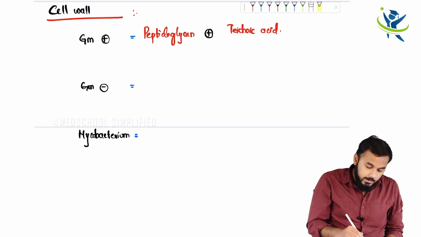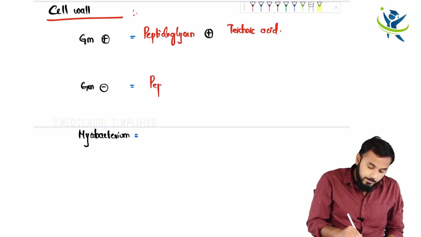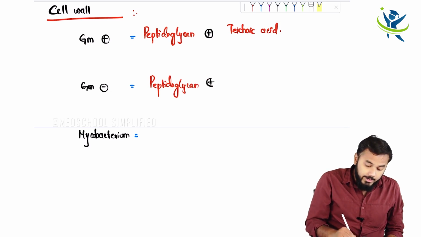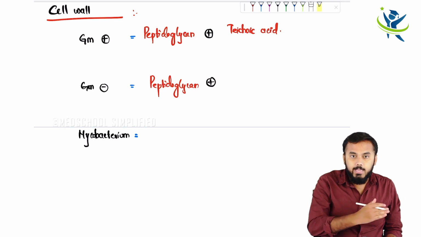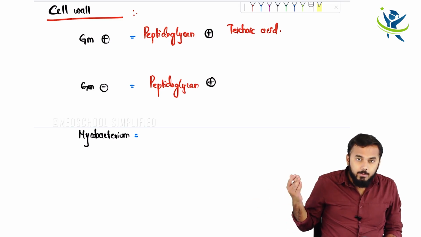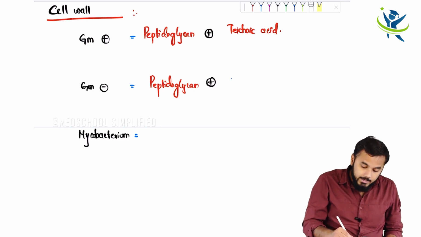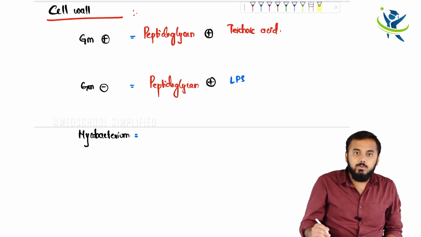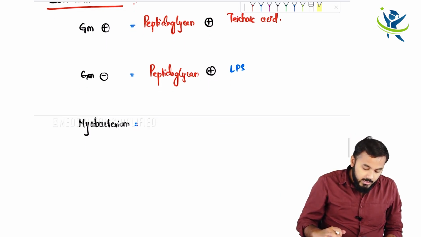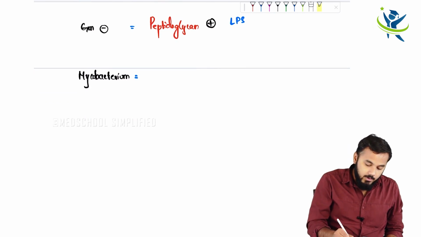Next thing, gram negative bacteria. What does it have? Gram negative bacteria also have a peptidoglycan layer and not teichoic acid. I told you in gram negative, teichoic acid is absent. So it has a peptidoglycan layer. Along with that, it has LPS. LPS stands for lipopolysaccharide.